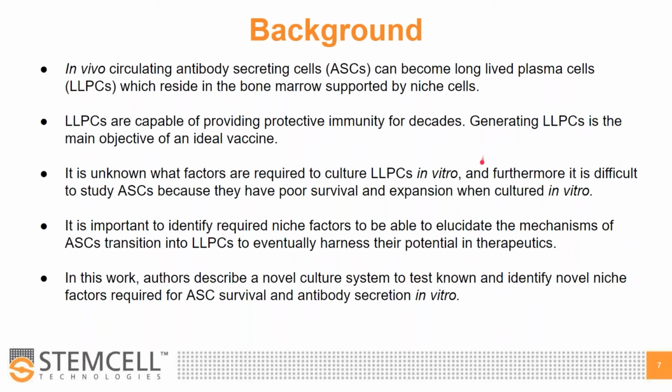Currently, it's unknown what niche factors are required to culture long-lived plasma cells in vitro. And furthermore, it's also difficult to culture antibody-secreting cells in vitro, making it even more difficult to study that transition of ASC to LLPC. Thus, it's important to identify niche factors that are required for this transition in order to elucidate the mechanisms and eventually harness the potential of these cells in therapeutics. So in this work, the authors describe a novel culture system which they can use to test known as well as identify novel niche factors which are required for antibody-secreting cell survival.